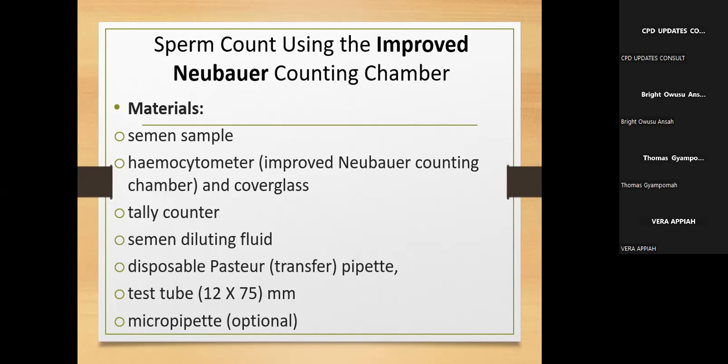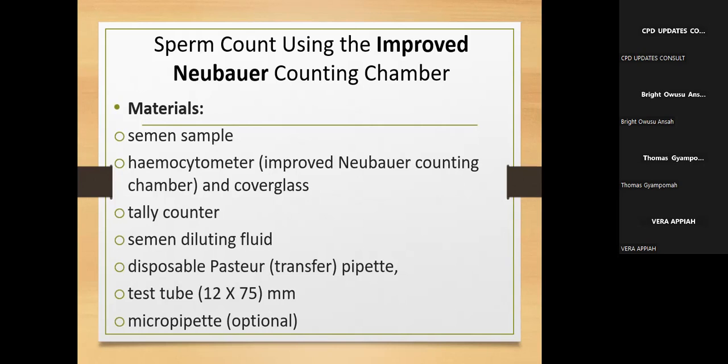You also need a tally counter. Now, tally counter, I'm sure all of us have seen the tally counters. And I think I have a picture of that I will show you. And then you also need the semen diluting fluid. We'll talk about how to prepare it. Of course, you're going to need a disposable Pasteur or transfer pipette. You need a test tube 12 by 75, that's a small test tube, because we are going to do your dilutions.